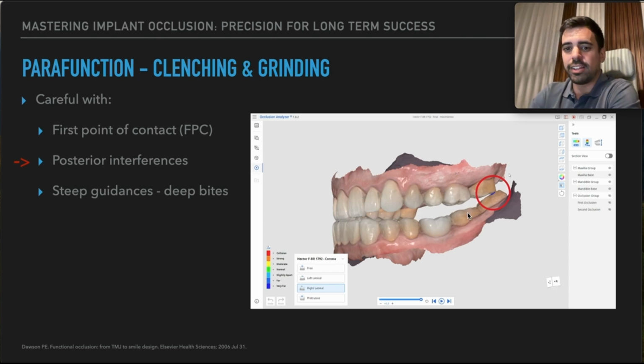Then on posterior interferences, this is the same case. I'm going to show it at the end, where you have right or left lateralities and you end up catching on an implant crown. This is not the case because this is a wisdom tooth. But imagine that this scenario was here and that was a 7, that was an implant. Every single time that patient goes to that laterality, you end up catching on that tooth. So we really want to avoid these kind of scenarios.